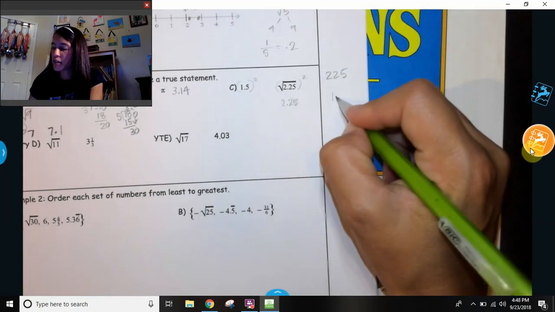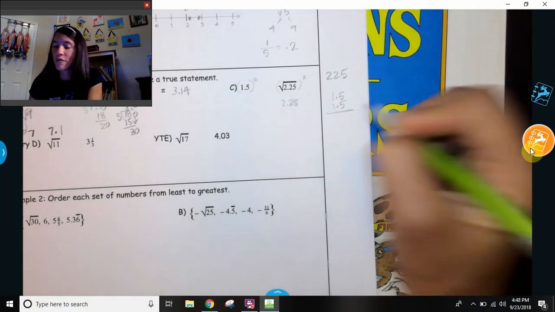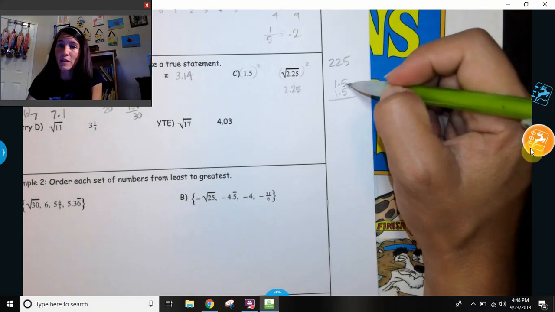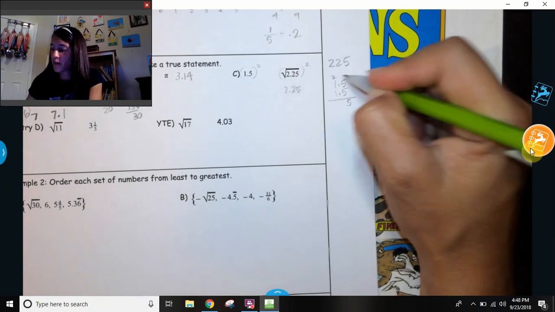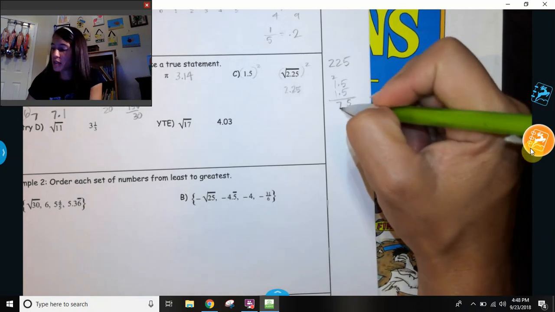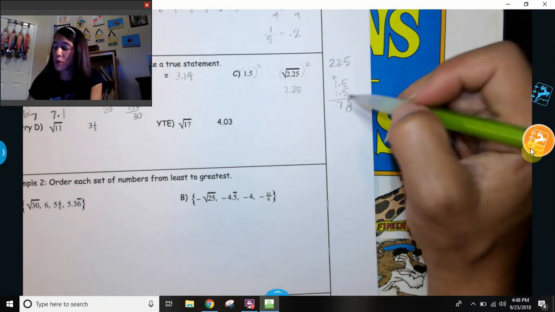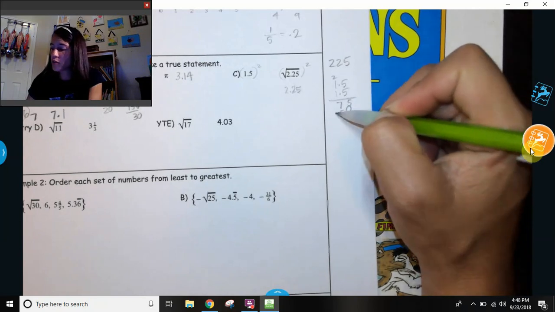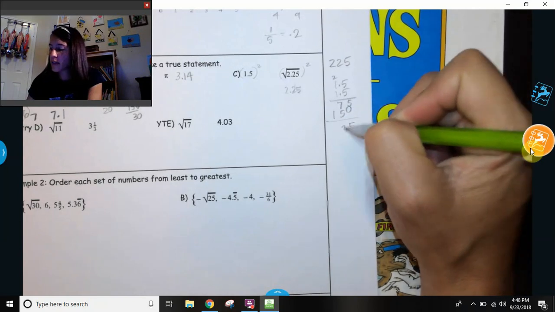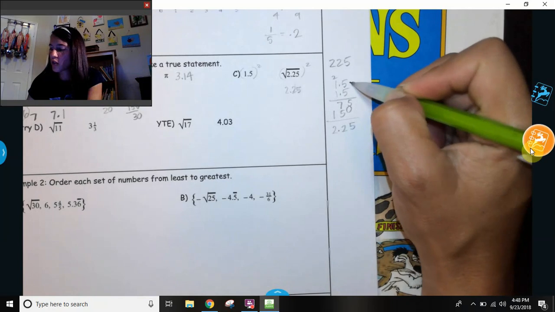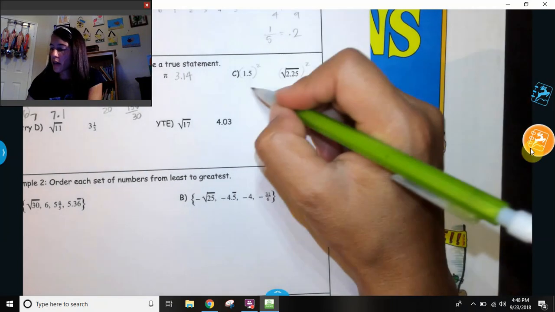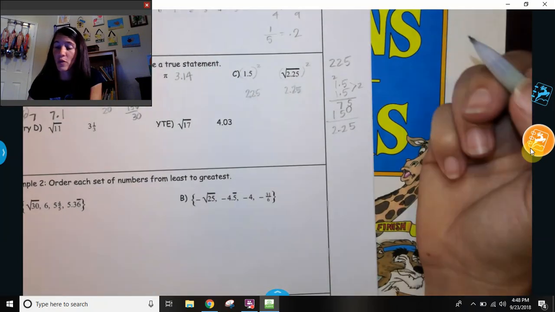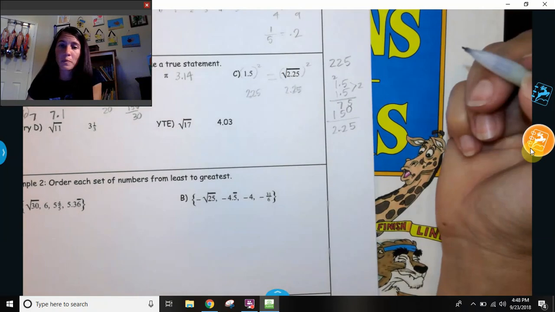And then I need to come over here and I need to square 1.5 times 1.5. So we multiply 5 times 5 is 25. 5 times 1 is 5 plus 2 is 7. Your 0 placeholder. 1 times 5 is 5. 1 times 1 is 1. I add these up. And I have 2 decimal places, so I move it over twice. And I get 2.25. So it turns out that these are equal.